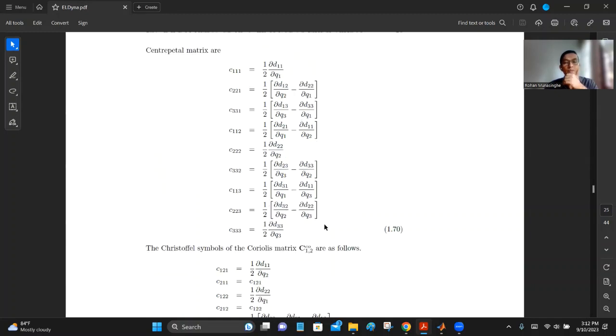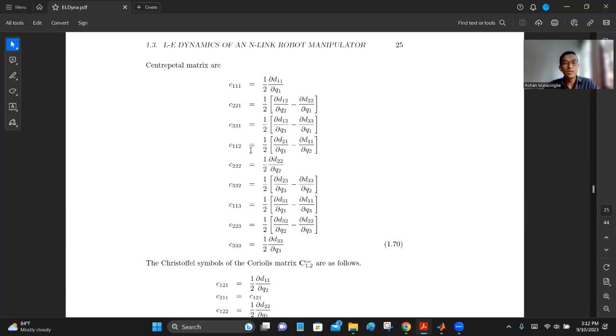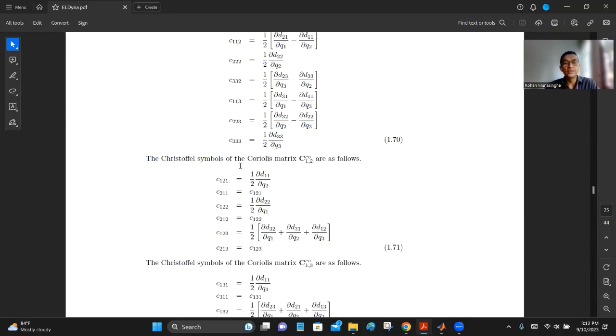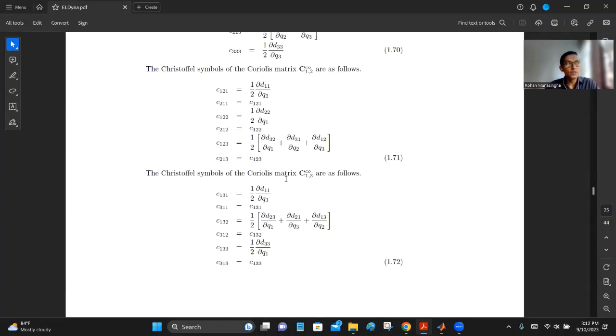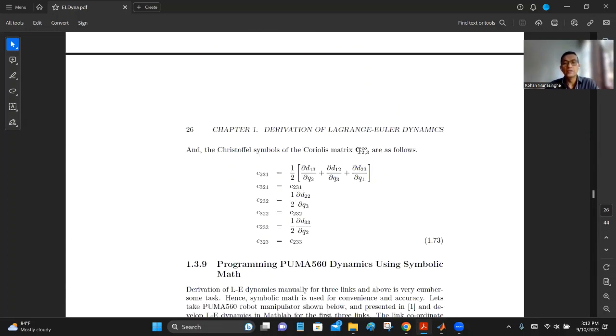If you go back to the centripetal matrix, it has all these Christoffel symbols. And the Coriolis matrix between the first and second links, these are the Christoffel symbols. And the Coriolis matrix between links 1 and 3, these are the Christoffel symbols. And finally, the Coriolis components between links 2 and 3 are these.